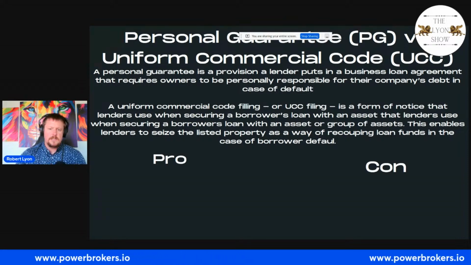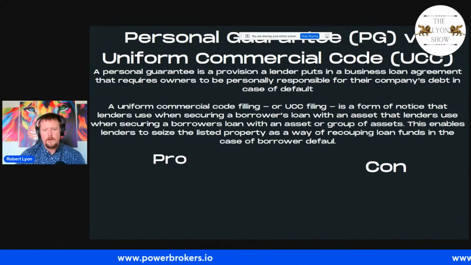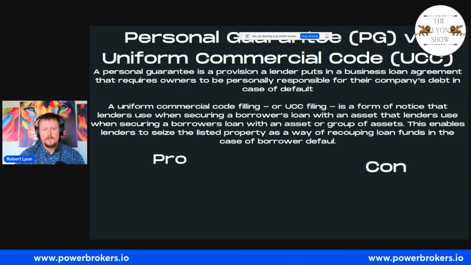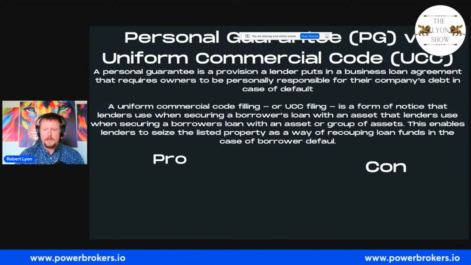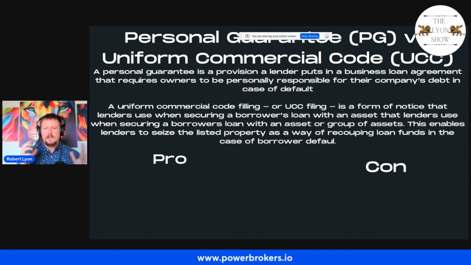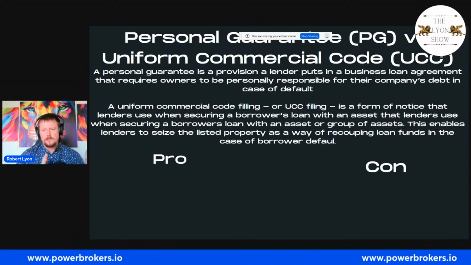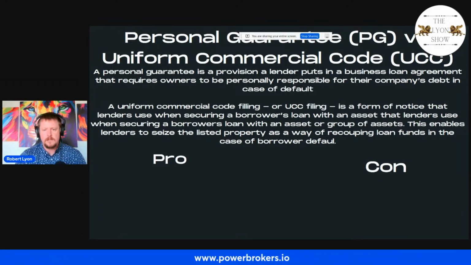The UCC filing, Uniform Commercial Code, is a form of notice that lenders use when securing a borrower's loan with an asset or a group of assets. This enables lenders to seize the listed property as a way of recouping loan funds in the case of a borrower's default. Okay, so let's say you're going to leverage two of your properties to go buy another property. Well, you use the other properties as collateral, and that's what the UCC filing is for.